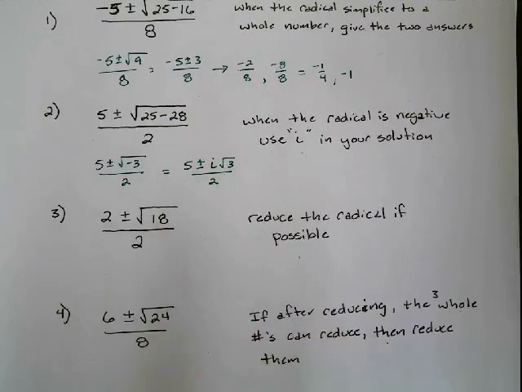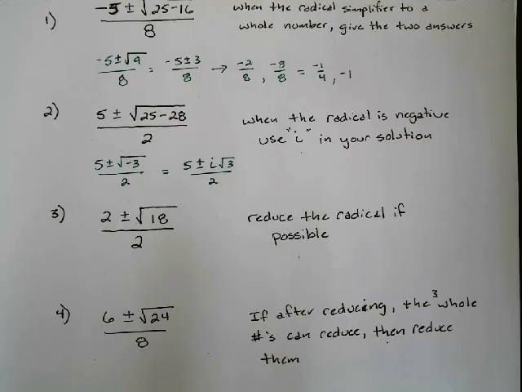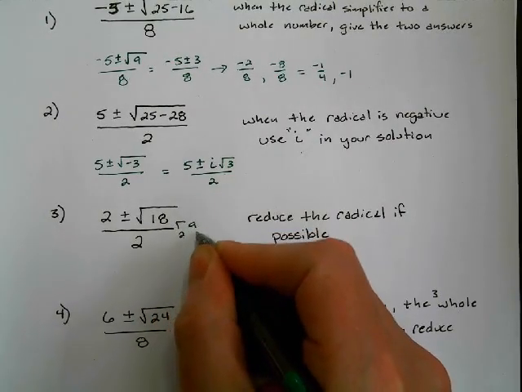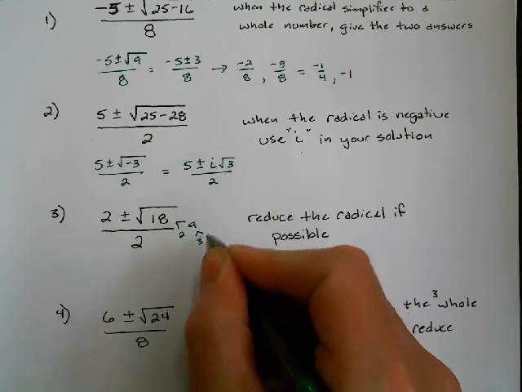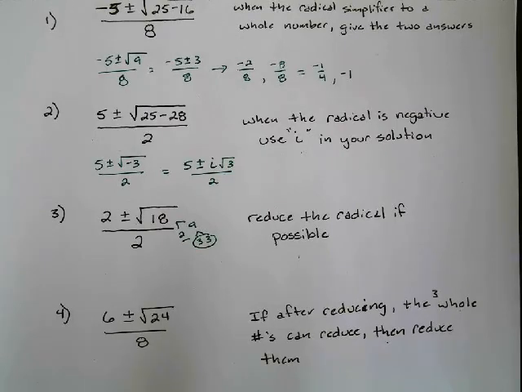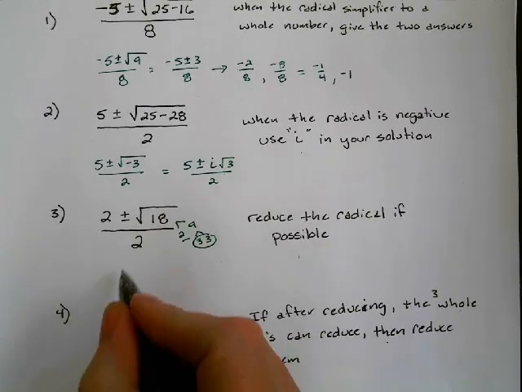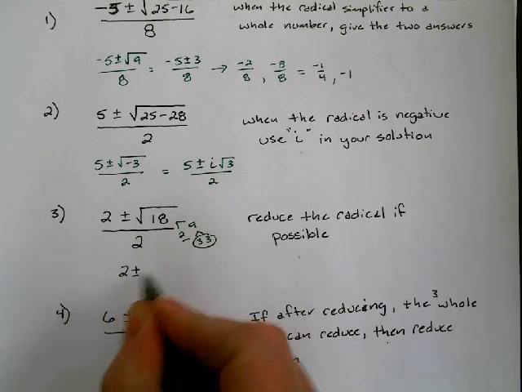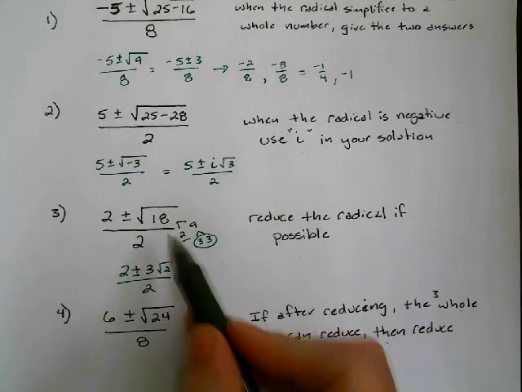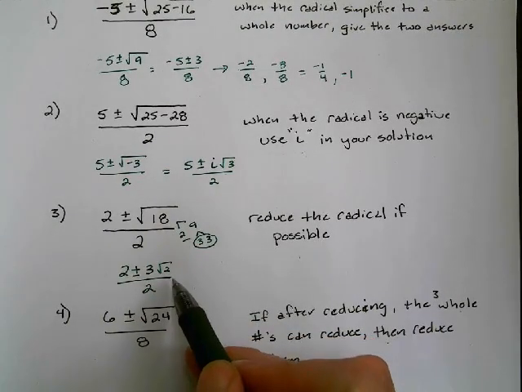All right, here's a problem. I've already combined these two things right here. I've got root 18. Now, root 18 is not a perfect square, but the radical can reduce, meaning I can split this up into 2 times 9, and then 9 is 3 times 3. So I've got a pair of 3's and a 2 left over. So when that radical does reduce, we're going to reduce it. So we would get 2 plus or minus 3 root 2 over 2. So we're going to reduce our radicals if they can be reduced. Simplify our radicals is really what I mean.